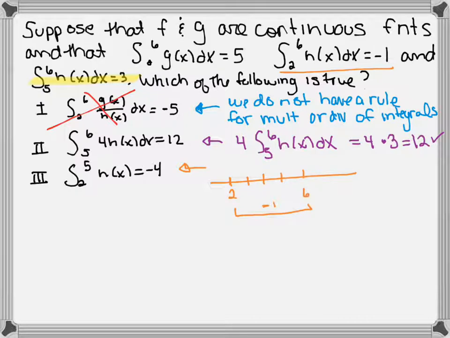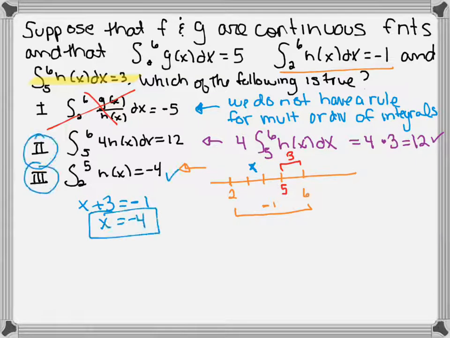So we know that the area under the curve between 2 and 6 is -1. And then the area under the curve between 5 and 6 of h is 3. So we're trying to find the area under the curve between 2 and 5. I'm going to make that an x. Writing an equation and solving for x, I get -4. So 2 and 3 are the correct ones.